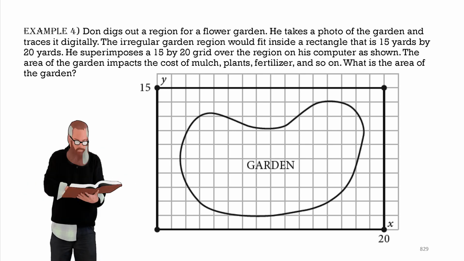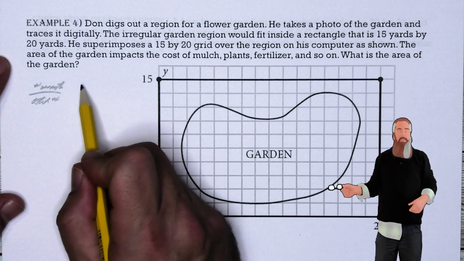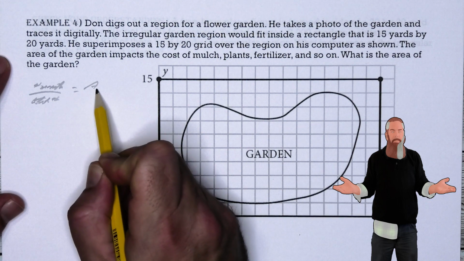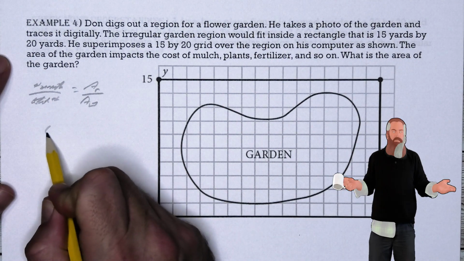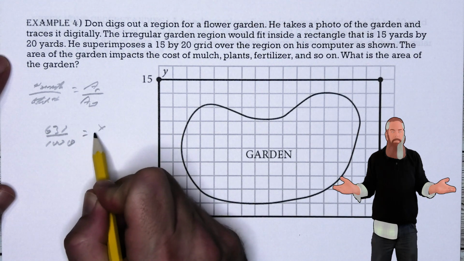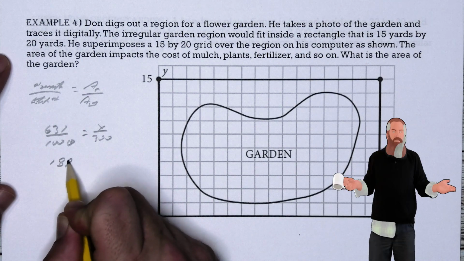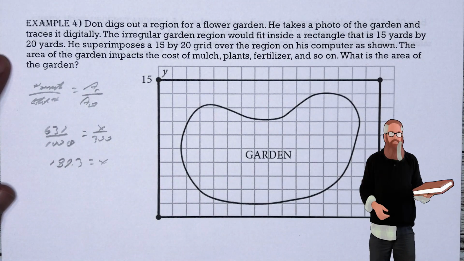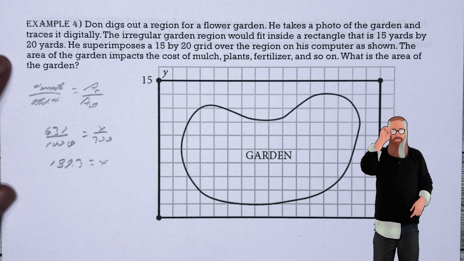He uses the following proportion: the number of points inside the region over the total number of points is going to be equal to the area of the region over the area of the rectangle. In this case, we have 631 over 1,000 is going to be equal to x over 300. Solving for x, we're going to get 189.3 is equal to x. The area of the free-form garden is approximately 189 square feet. The method used in this example is the Monte Carlo method. It is based on probability.